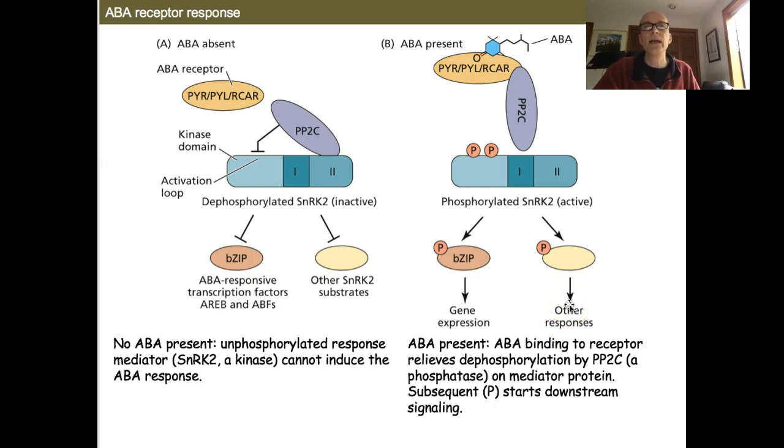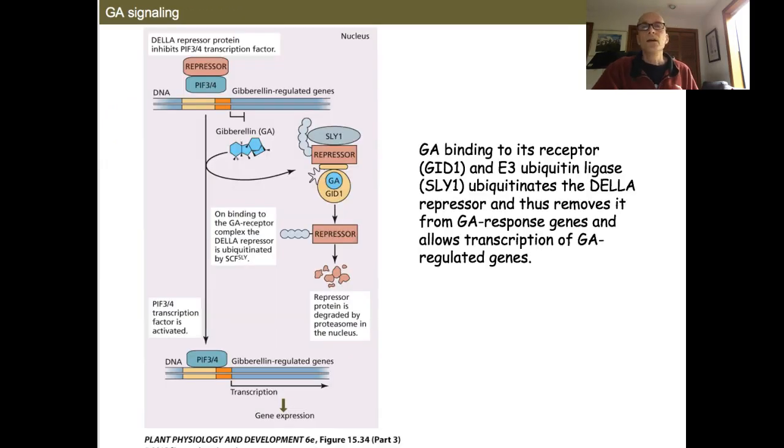So that's how the ABA signaling response occurs, starting with the ABA receptor, which is a soluble protein. For the gibberellic acid signaling, the process is a lot more similar to processes that we have already discussed. So here we see that this again is a pathway that ends in the degradation through the proteasome.